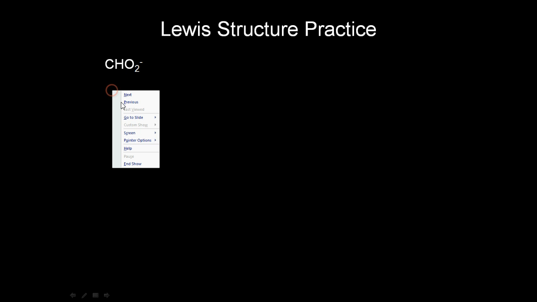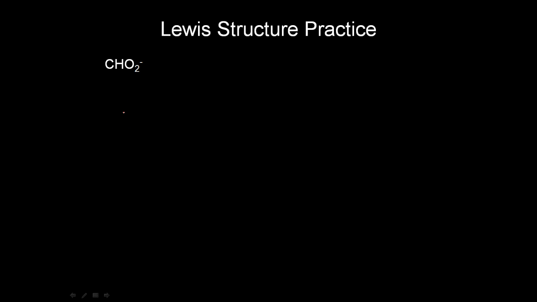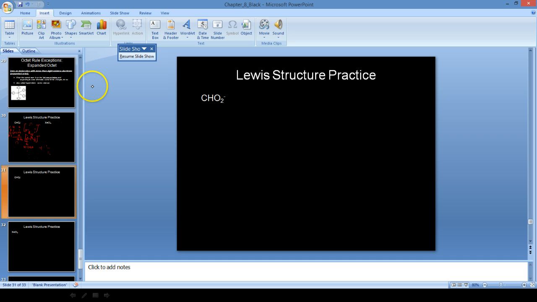So let's go ahead and start off by drawing a real Lewis structure, a Lewis structure that follows all the rules. So first off, as you recall, the first thing you have to do for drawing a Lewis structure is to figure out the number of valence electrons for that formula.